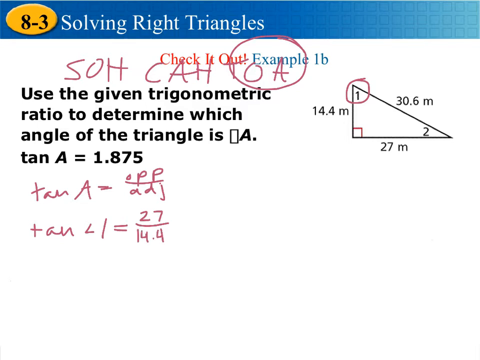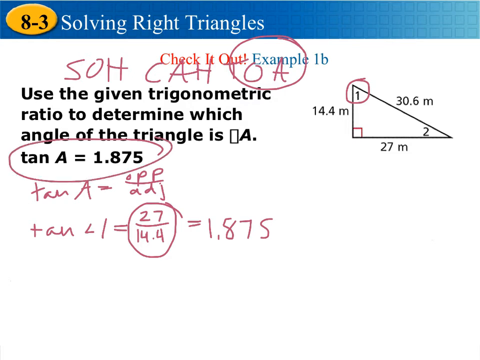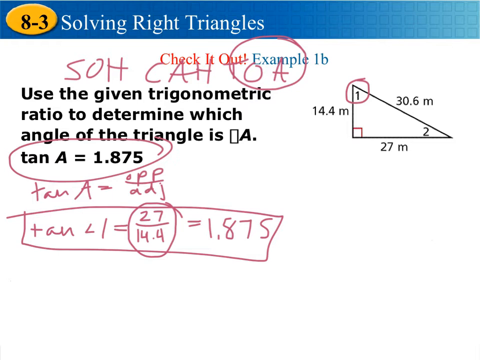14.4. So when we put 27 divided by 14.4, what do we get? 1.875, which is exactly what we were looking for. So we can stop here because we know that angle 1 is angle A. It doesn't matter. As long as you circle it, just show that you got the same thing for angle 1 as you were looking for.